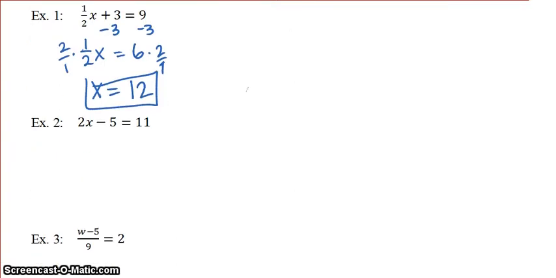Okay, so again, we need to get this x by itself, and right now it's linked to that 2x, so we have to add the 5 first. Again, like we said, we're doing reverse order of operations, so we're doing addition or subtraction first. So now we have 2x equals 16, and now we have that problem where we're just dividing 2 on both sides. So we get x equals 8.